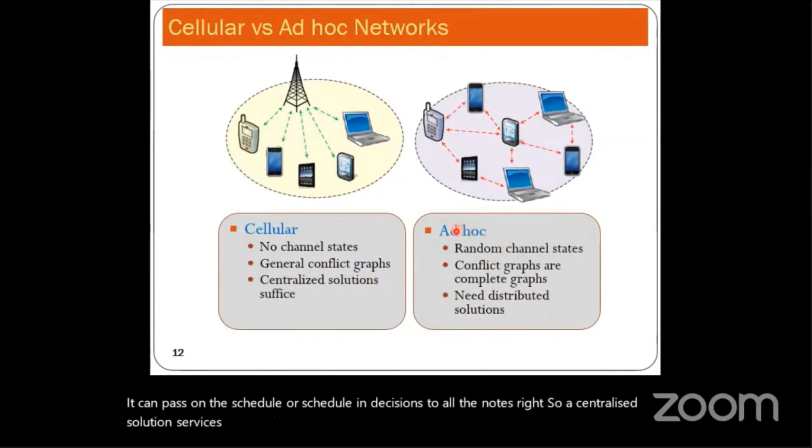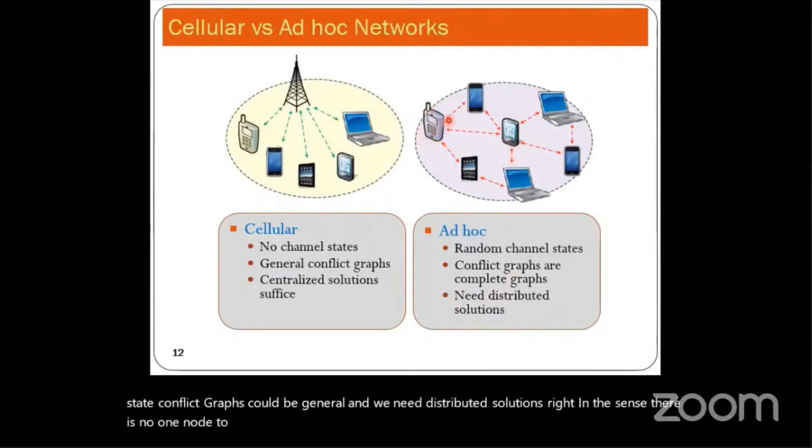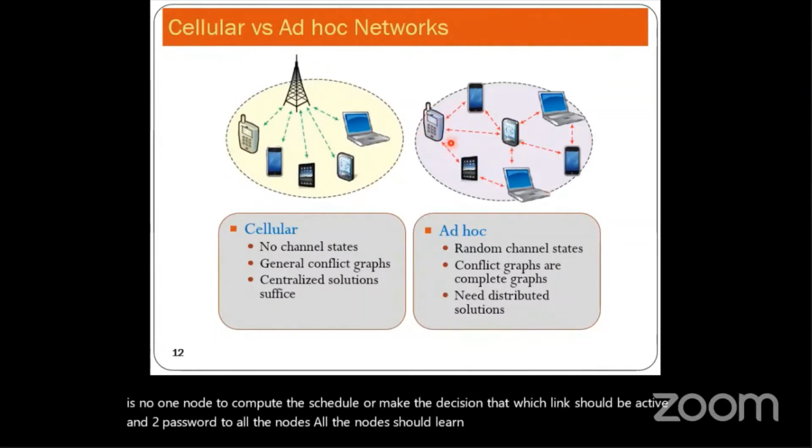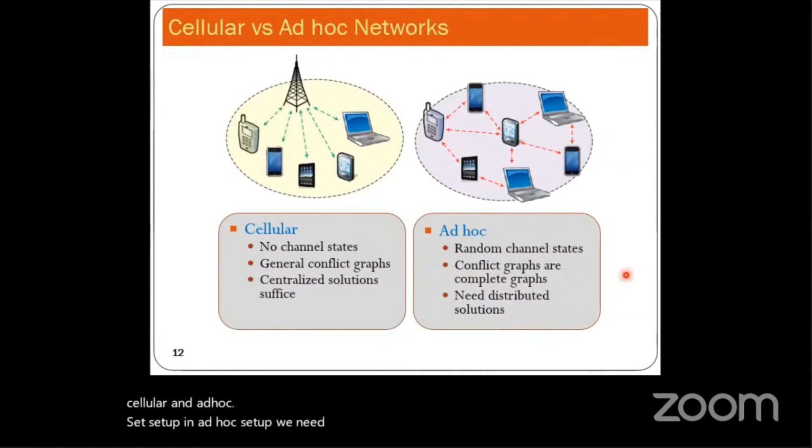On the other hand, in the case of ad hoc networks, there is no notion of channel state. Conflict graphs could be general, and we need distributed solutions. In the sense, there is no one node to compute the schedule or decide which link should be active and pass it on to all the nodes. All the nodes should learn on their own whether they should transmit in a slot or not. So that is one major difference between the cellular and ad hoc setup. In the ad hoc setup, we need distributed solutions.